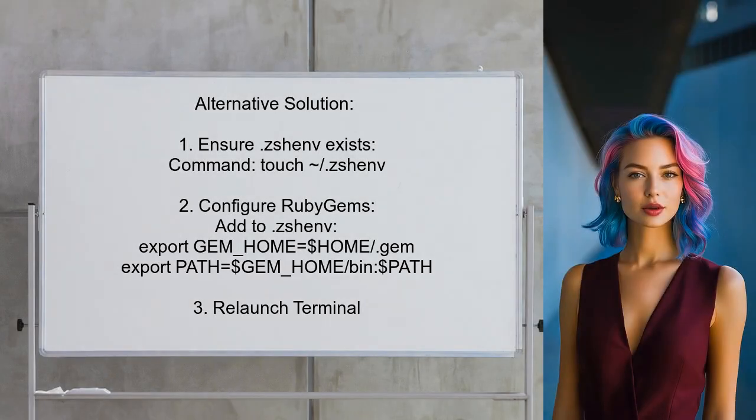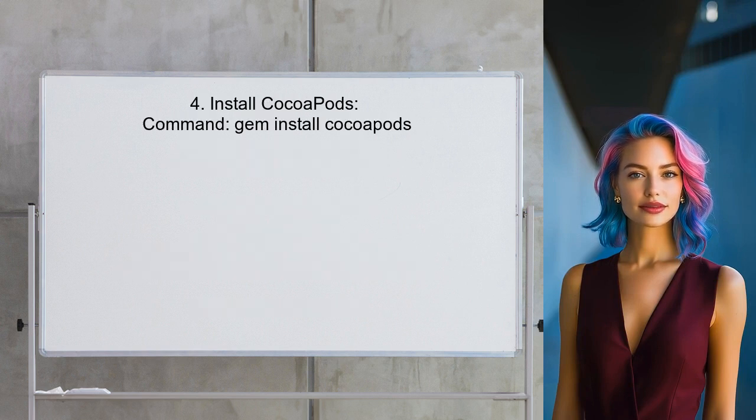An alternative solution suggests a sudo-less approach that works well with ZSH. First, ensure that your .zshenv file exists by using the command touch ~/.zshenv. Then, configure your Ruby gems environment by adding two lines to the file. Set the gem home to your home directory and update the path. Don't forget to relaunch your terminal afterward.